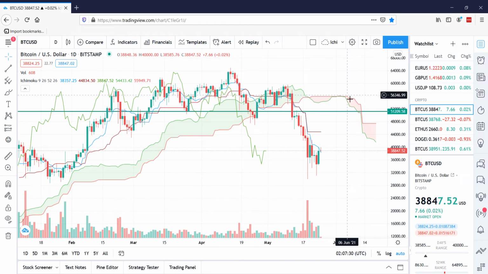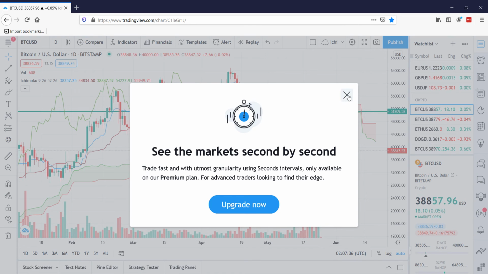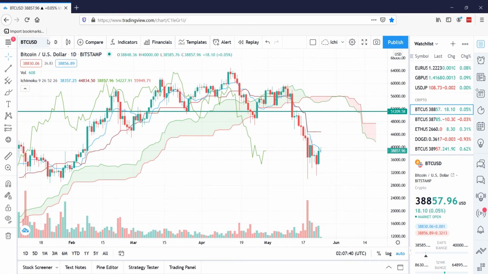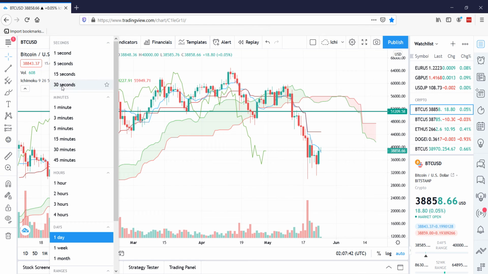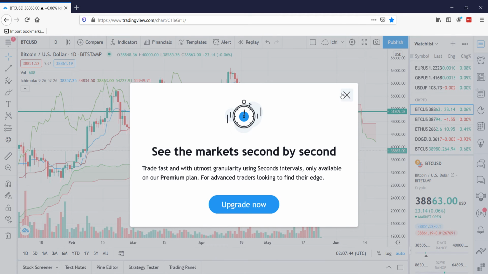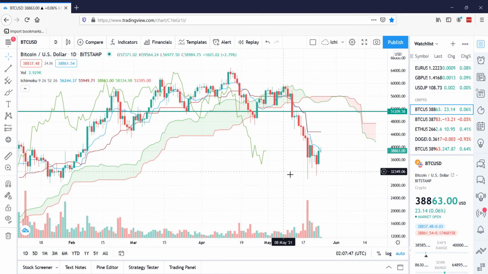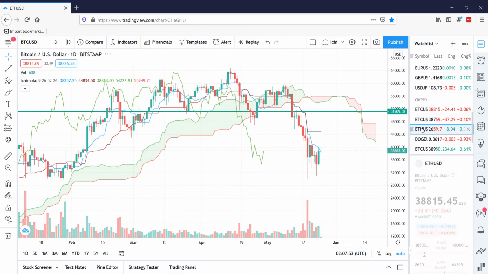Okay, I don't subscribe to TradingView, so we're going to get some advertisements pop up here. Oh, it's not going to let me look at a 30-minute chart. That's dumb. Get out of here. Alright, apparently I've worn out my welcome with TradingView. Let's see if it'll work for Ethereum.